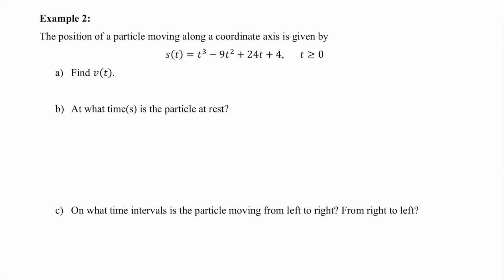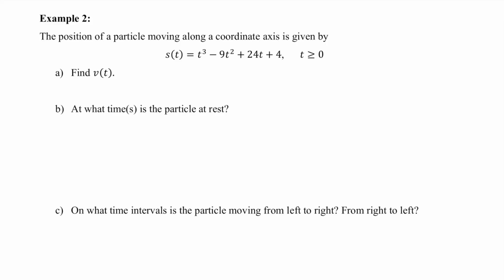Now, let's work through an example. The position of a particle moving along a coordinate axis is given by s of t equals t to the third minus 9t squared plus 24t plus 4, with t greater than or equal to 0. This means the function tells us the position of the particle at time t.